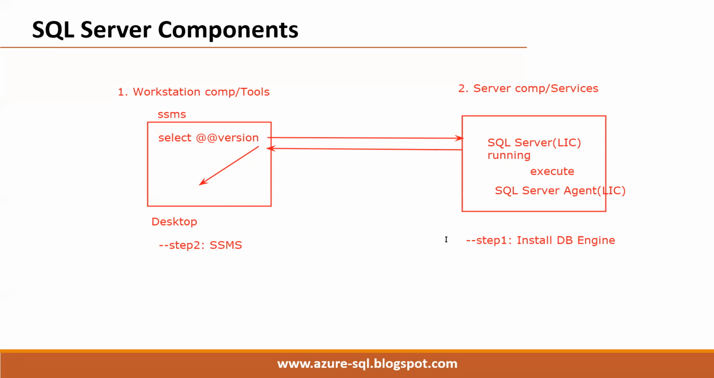Up to SQL Server 2014, we could install both at a time, meaning the database engine services plus SSMS were installed together. But from SQL Server 2016 onwards, it is a two-step process. First step, install the database server. Second step, install SSMS.